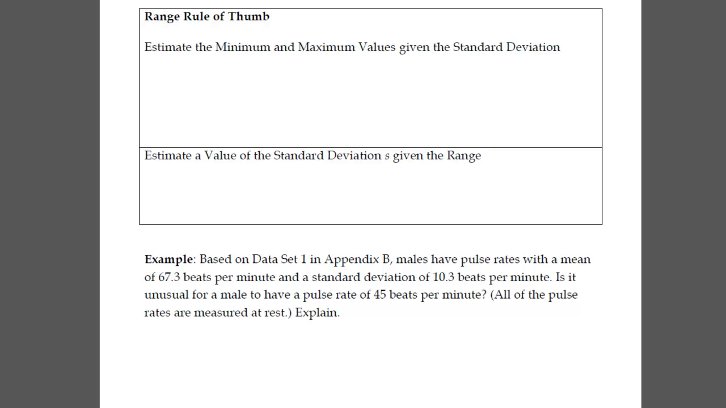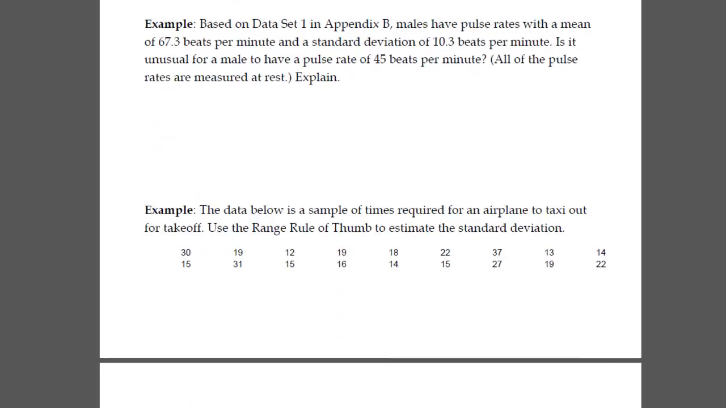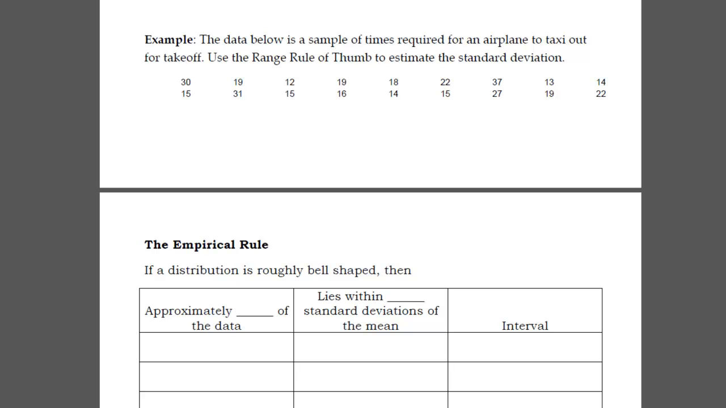All right, flipping it around and going the other way, here we have a data set, and these are the times required for an airplane to taxi out for takeoff. And I believe it's supposed to be in minutes. I was curious about this because I didn't know what their definition of taxi out was. I only got a little bit of the data.